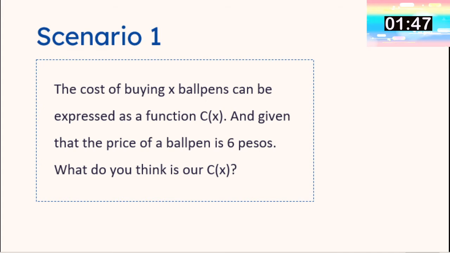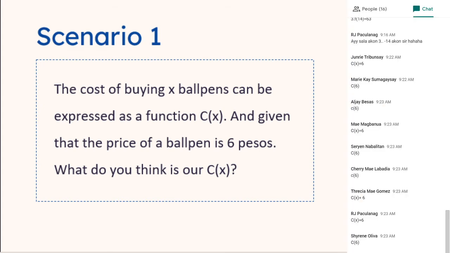Always remember, class, a function, or f of x, or g of x, or whatever it is, has what we call an input. Our input, right, is x. So our formula should have an x. So our function is C of x. The price of the ballpen is 6 pesos in our example in the video. The x is the number of ballpens. X is the number of ballpens.